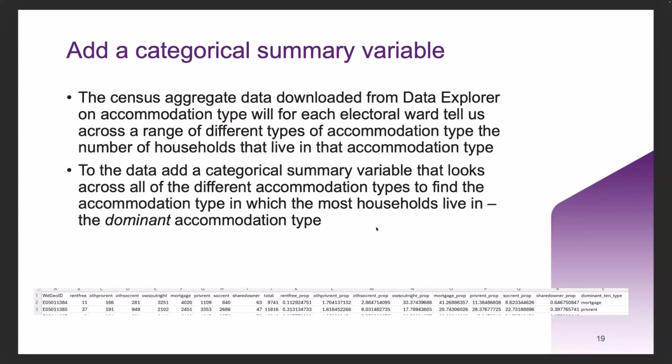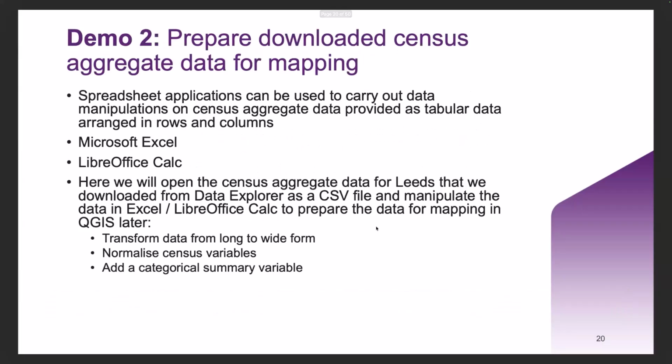And what I'm going to do, again, I'm going to use this in Excel, and I'm going to calculate this column, and then I'll be able to map that and show a map of dominant accommodation type. So I'm going to have a second demo where I'm going to demonstrate how you do that preparation of the data that we downloaded from Data Explorer in Excel, and I'll show you how we do the pivot table, how we do the data normalization, and then how I create that categorical variable.